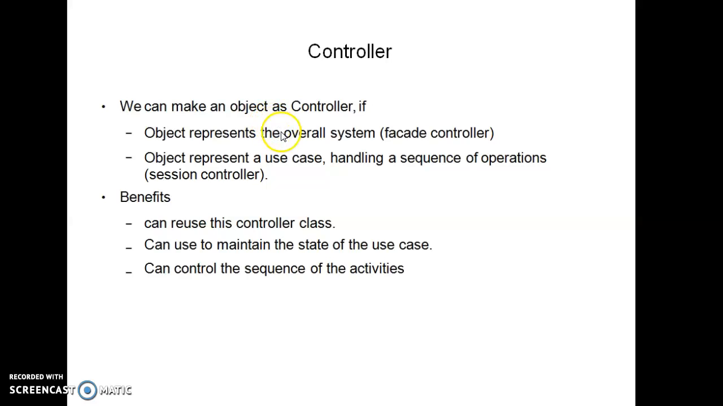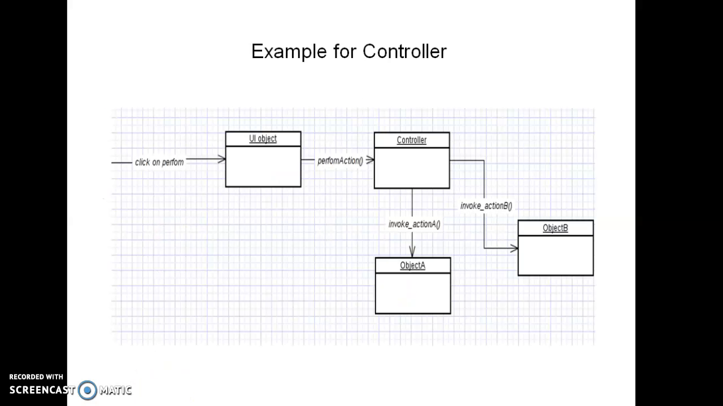So what are the benefits of making the object a controller? We can reuse this controller class multiple times. We can maintain the state of the use cases, and we can control the sequence of the activities. This is the example of your controller. The controller is the first object which receives the request from the UI layer, or view layer, and then it decides which object from the domain layer should be given that request to fulfill and respond to the view layer.